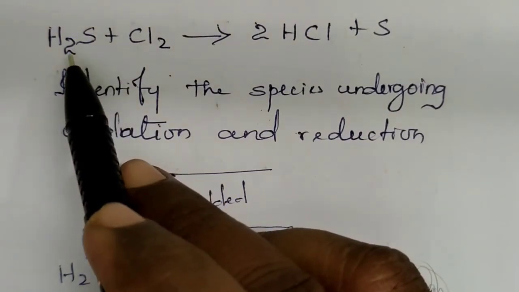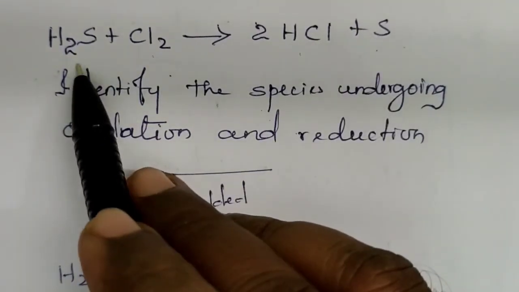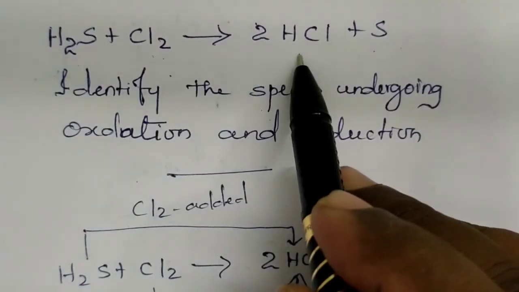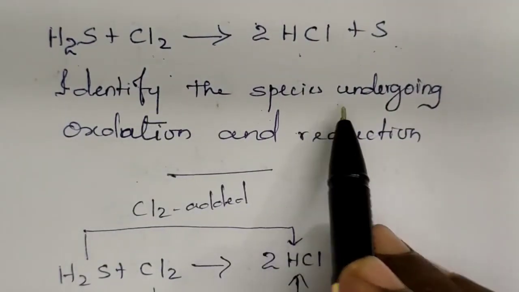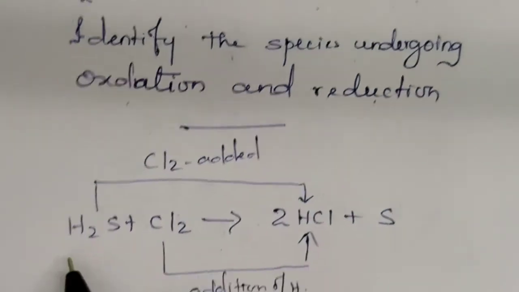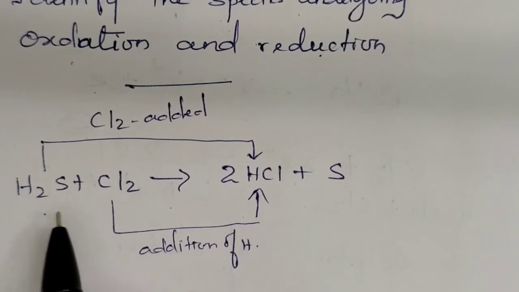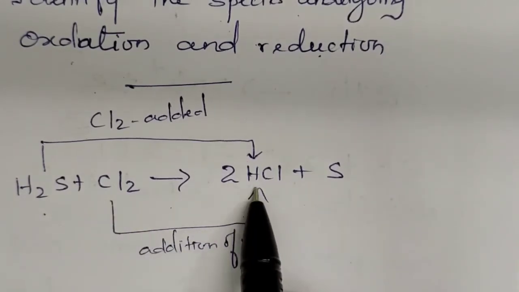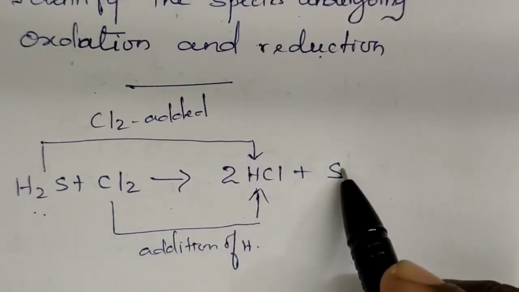Consider this equation. H2S plus Cl2 gives 2HCl plus S. Hydrogen sulfide, when reacted with chlorine, gives hydrogen chloride plus sulfur. Identify the species undergoing oxidation and reduction. See this equation, hydrogen sulfide reacted with chlorine and converted into hydrogen chloride. What change occurs in hydrogen sulfide? Hydrogen sulfide is converted into sulfur.